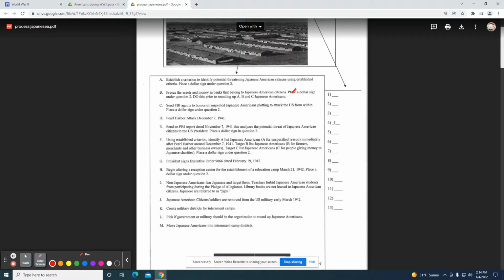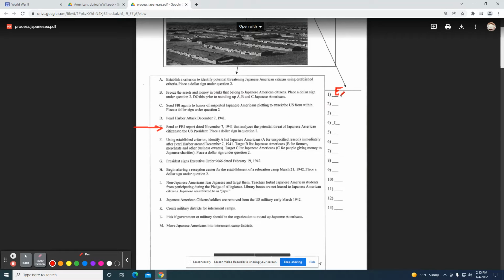So we did this before. The only difference is now we're looking at another group of people. So I'm going to try to help you out this time around. The first thing that happens is going to be this one, letter E. An FBI report dated November 7th, 1941 that analyzes the potential threat of Japanese American citizens to the U.S. president. We could disregard question 2, because that would be if we're completing this in class, which we are not. If we are, then directions will be distributed for that particular component.